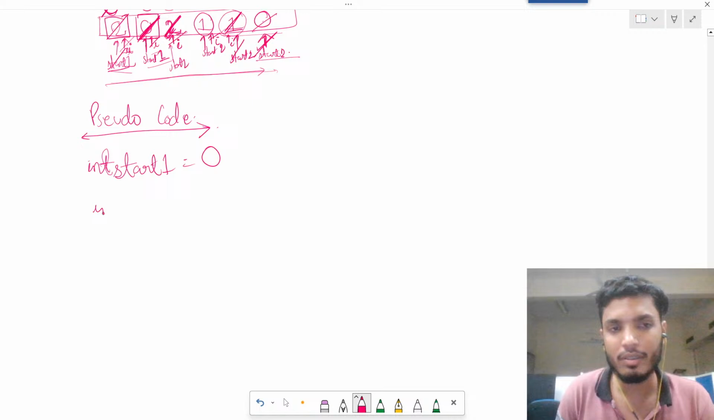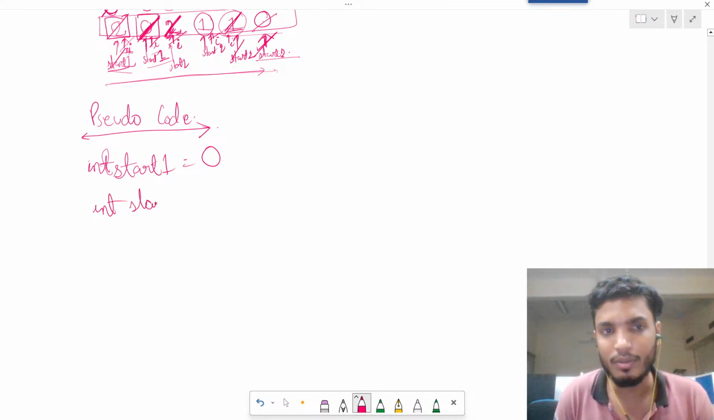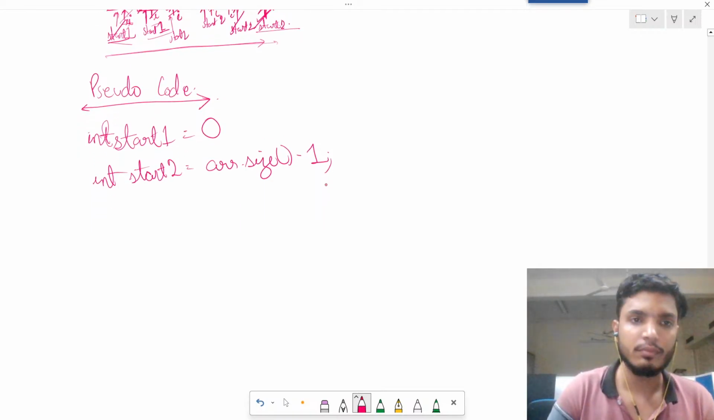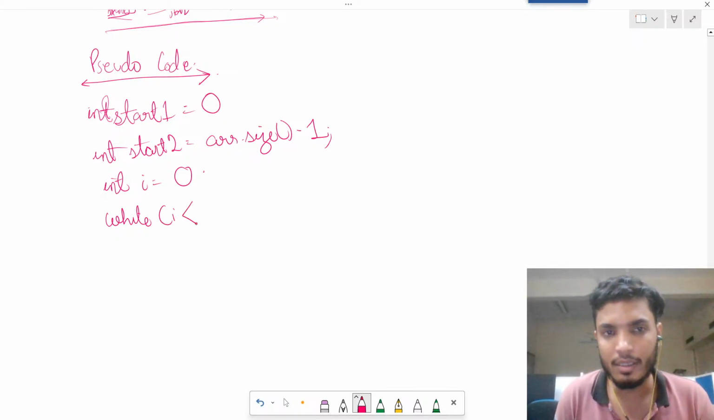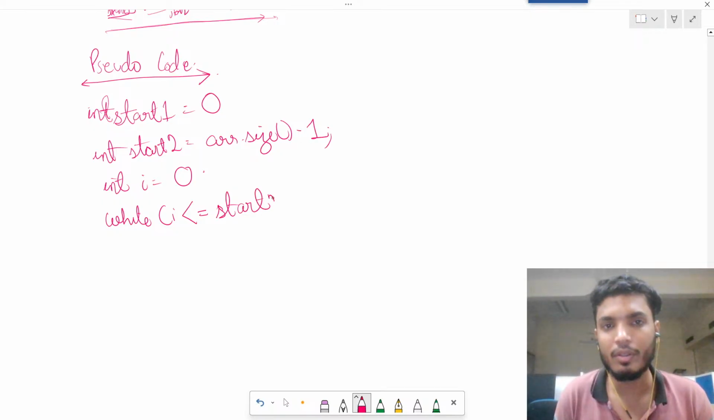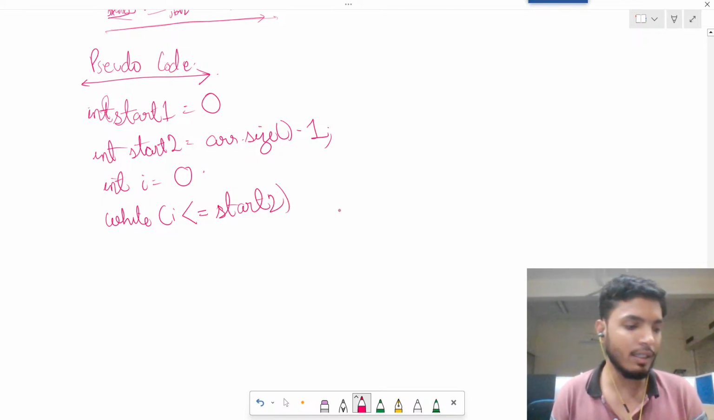Int start 1 equals 0 and int start 2 equals ARR dot size minus 1. Then I need a traversal variable, int I equals 0, and while I is less than or equal to start 2, because if I crosses start 2, all the elements are already 2 at that point.